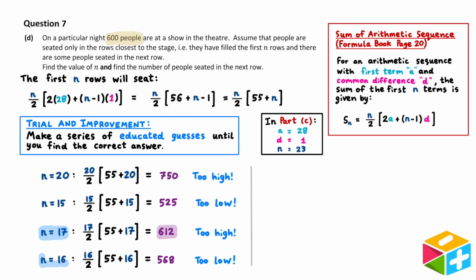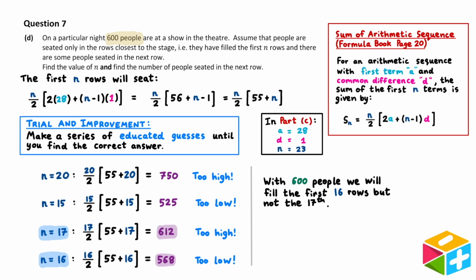However, the first 16 rows only contain 568 seats. So the 600 people is enough to fill the first 16 rows. One way to think of this is that with 600 people, we will fill the first 16 rows, but not the 17th. So the value of n we were asked to find is 16.